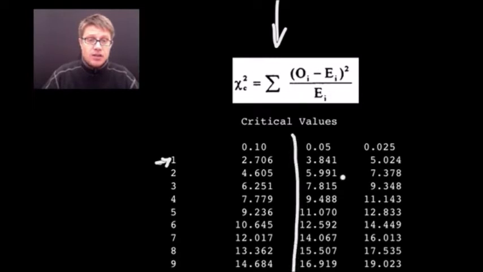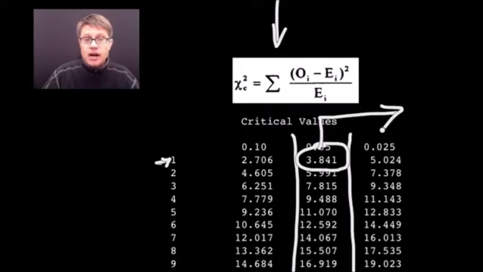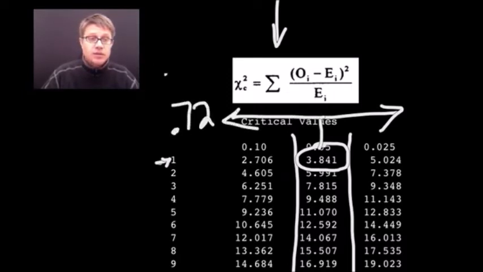And then here is our magical 0.05 column. And so our critical value is 3.841. If we get a number higher than that, we reject our null hypothesis. We didn't. We got a value that is lower than that, 0.72. So that means that we have to accept our null hypothesis.